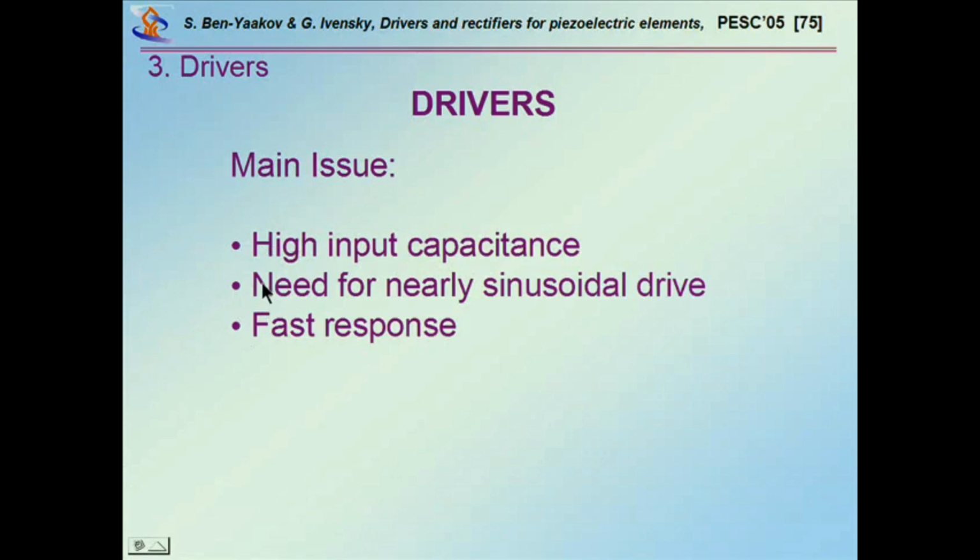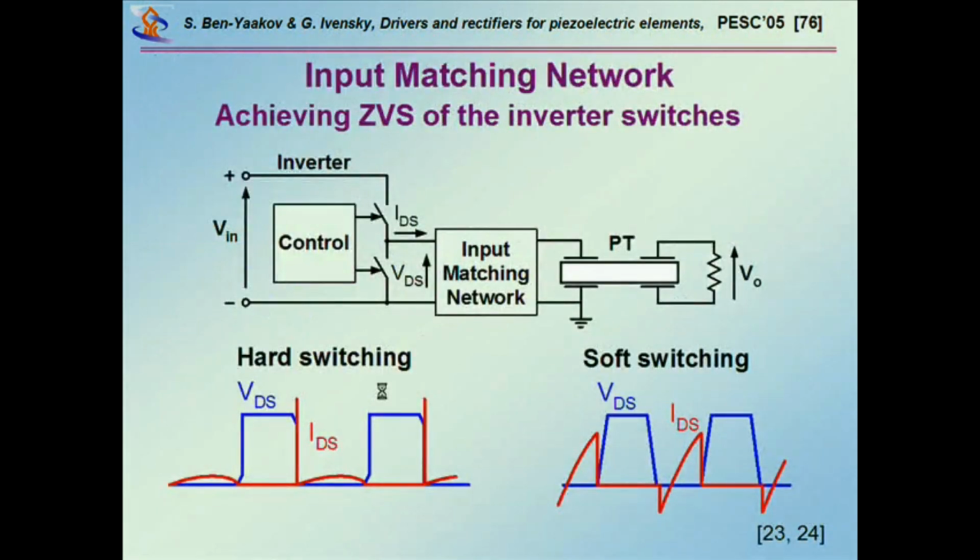In many cases, you also need a nearly sinusoidal drive. This will be mainly in the motor area. The harmonic distortion allowed is very low, and you really need a sinusoidal wave. And to generate a pure sinusoidal wave at high frequency takes some effort. And then, in some cases, we need fast response. That is, we want to change from one mode of operation to another. So these are the main problems that one has to overcome.